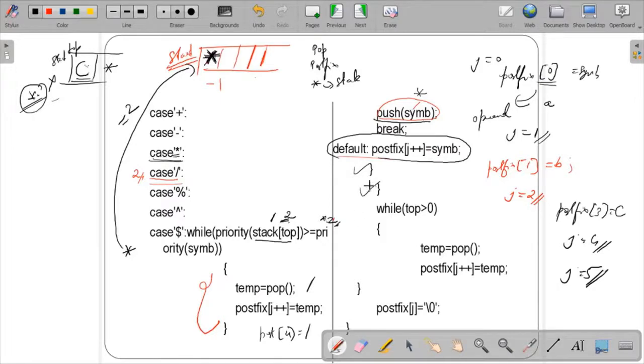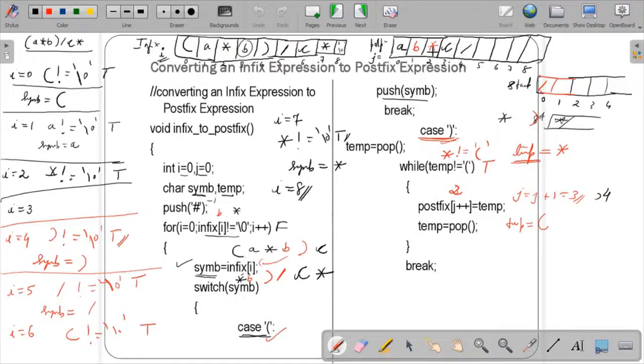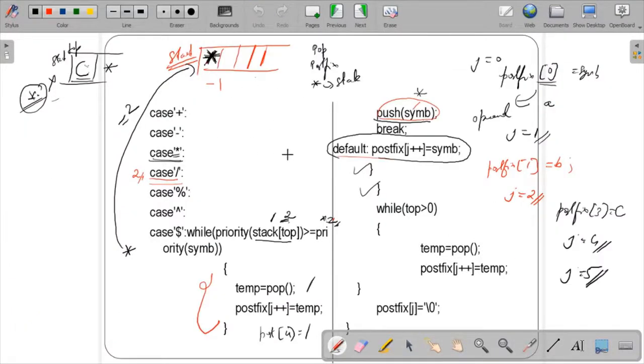Now what is there in the postfix expression is written over here: AB star C slash. Everything else is done. The only thing left in the stack is star, because the operands are all done. Left out is only star. But our case got ended. We ended with the switch case as well as the for loop.